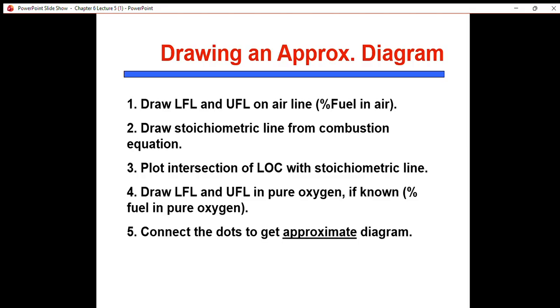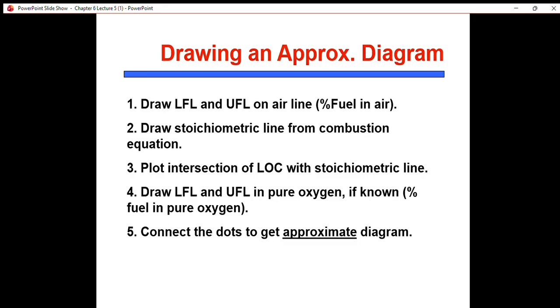Now we will discuss this example about how to use a flammability chart to determine the flammability zone in that area. You will need some information about the lower flammability limit and the upper flammability limit of a specific material in pure air and in pure oxygen as well.